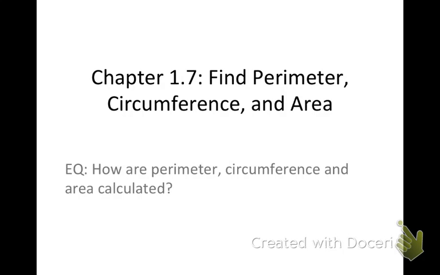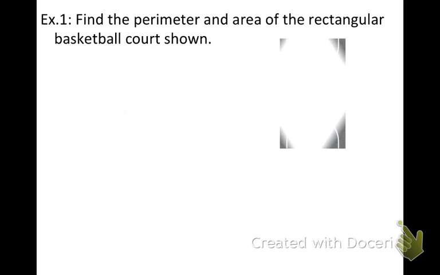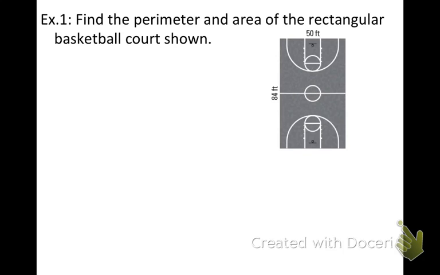This video is going to cover examples having to do with perimeter, circumference, and area, and we're going to try to answer the essential question, how are perimeter, circumference, and area calculated? First example here, find the perimeter and area of the rectangular basketball court shown.